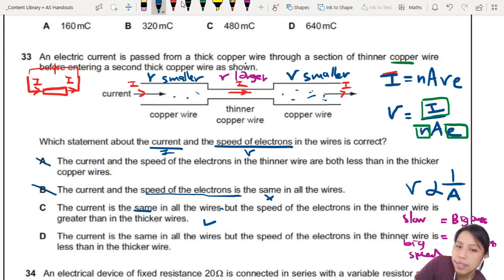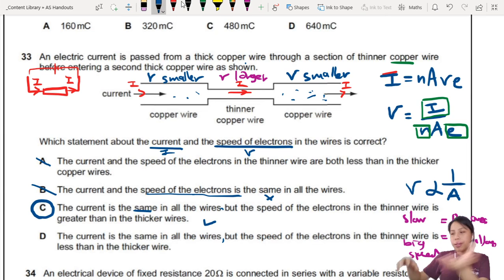Check the last one just in case. Current same, yes. Speed of electrons in the thinner wire is less than. Now we can't think of that one. This is a misconception question. Oh, very thin, narrow, and then how come they are moving faster? Because they need to move faster.